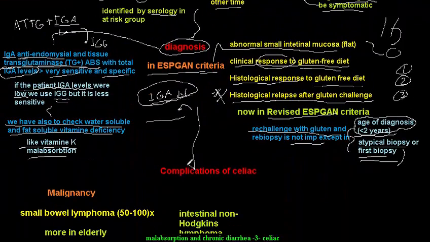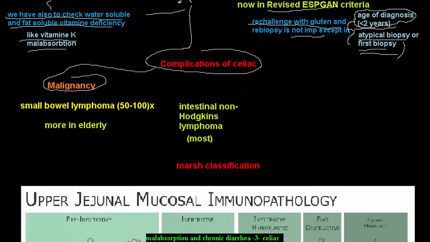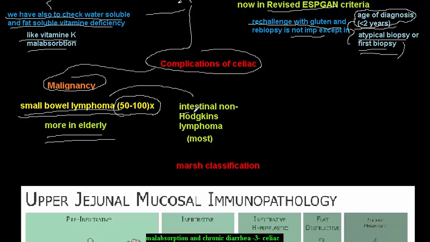Now let's move to the complications of celiac disease. What are the possible complications of the celiac disease? Actually, the most important complication to be mentioned in celiac disease, the malignancy. Okay, and malignancy may happen even in the silent celiac disease. Okay, and the type of malignancy is small bowel lymphoma. The risk increased by 50 to 100x. Okay, and more in elderly patient diagnosed with celiac disease. So small bowel lymphoma is very important complication of celiac disease. Okay, and the specific type of small bowel lymphoma is intestinal non-Hodgkin lymphoma. So please remember that.